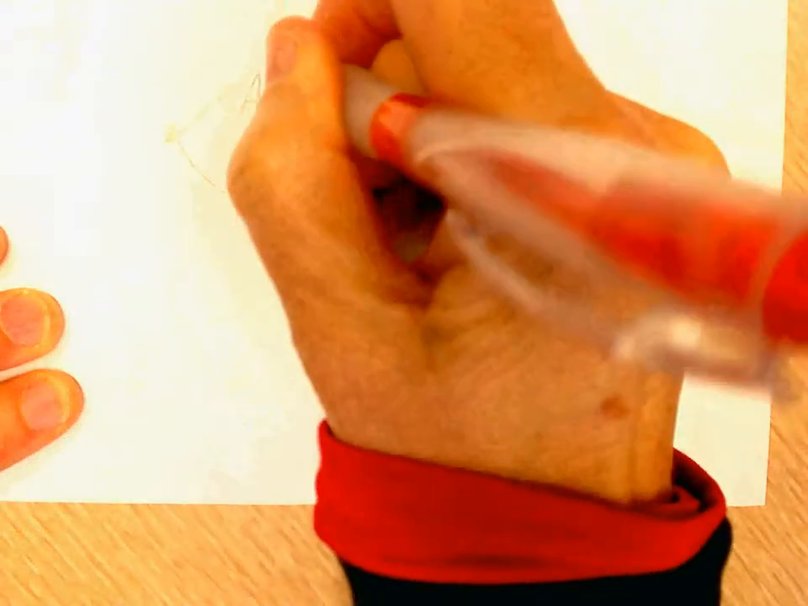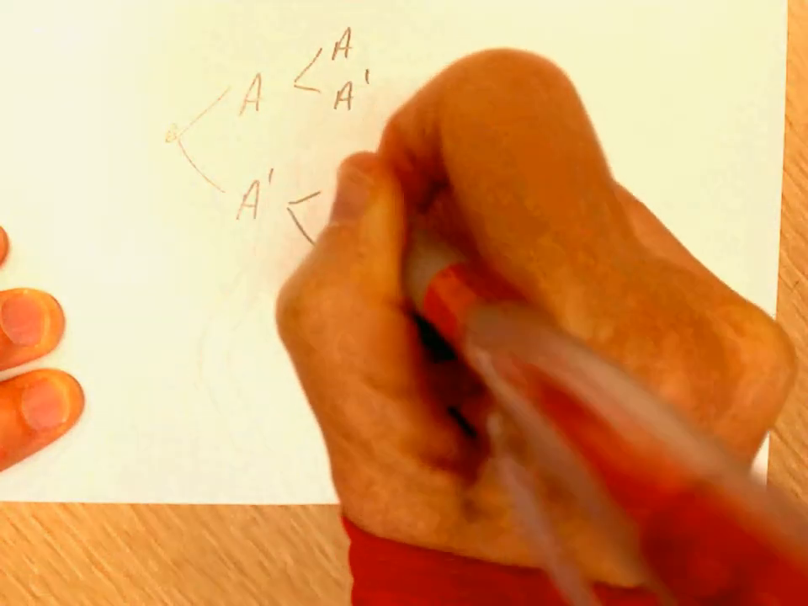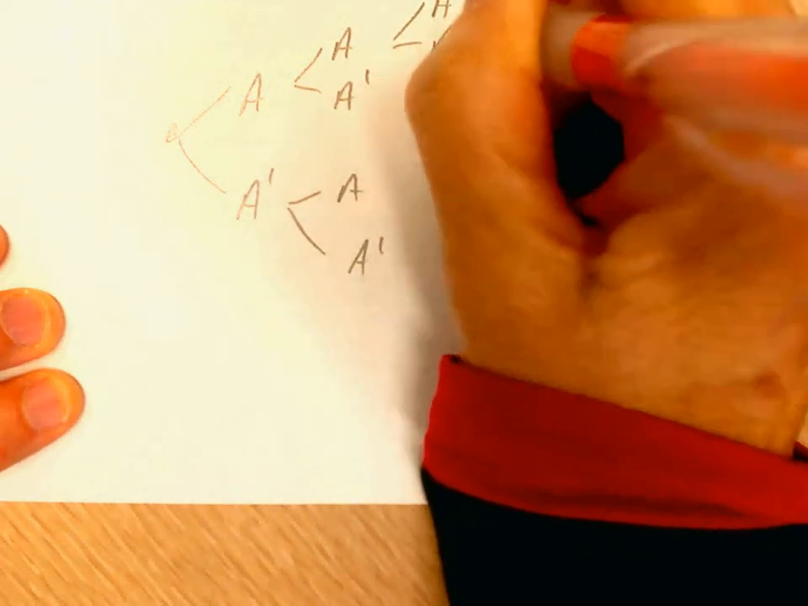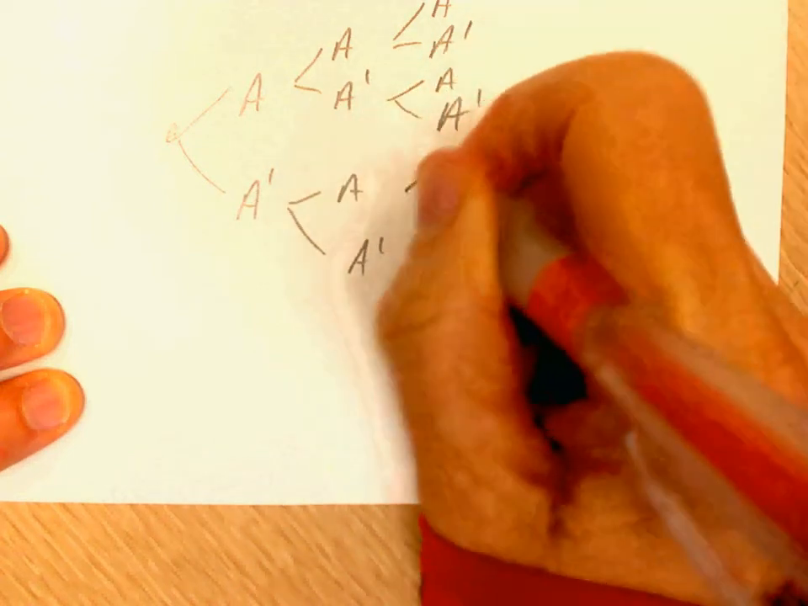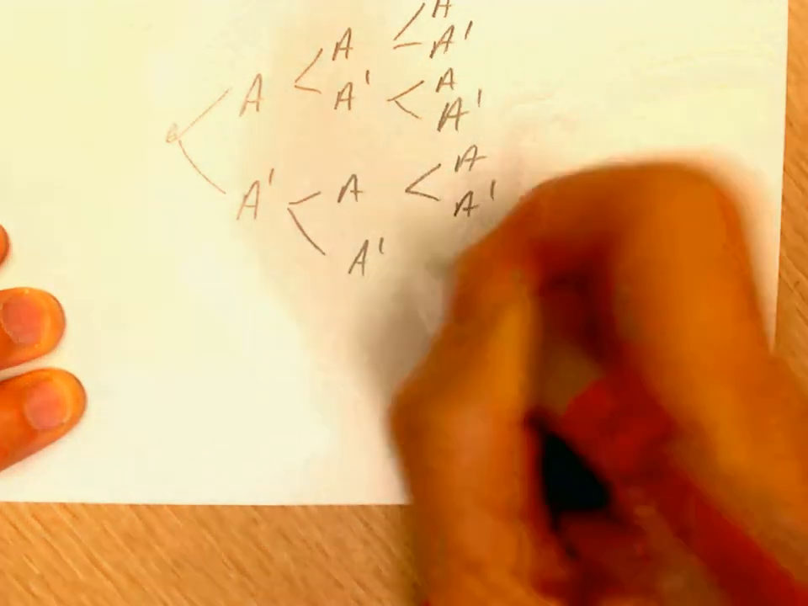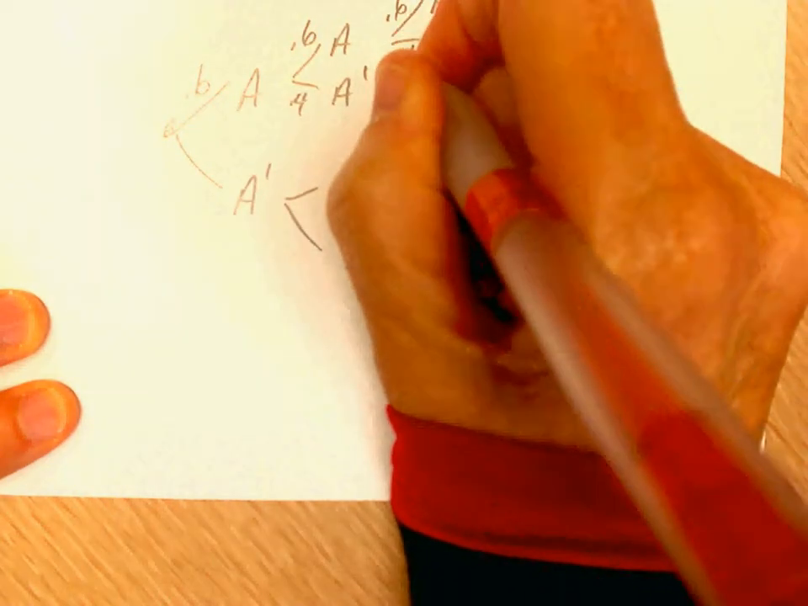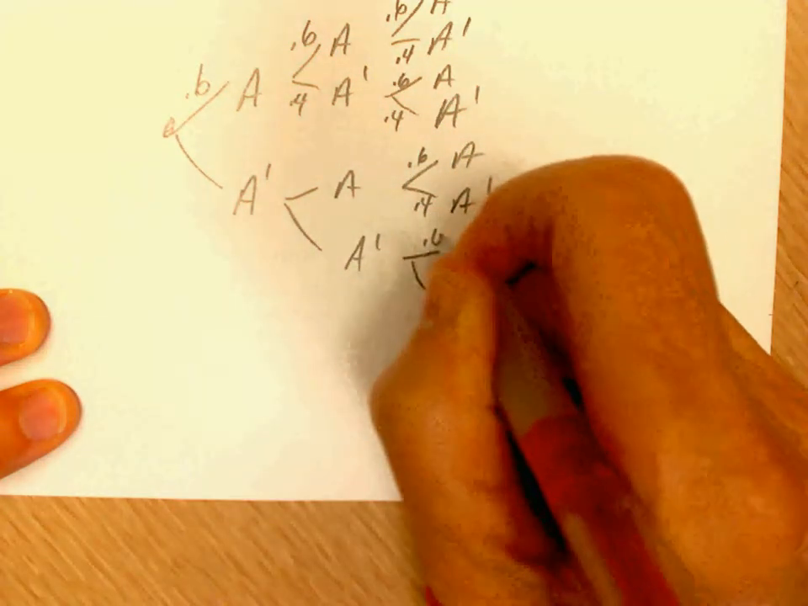If you were to draw a tree diagram, A, not A, not A, not A. I just want to compare it to a tree diagram. So 0.6, 0.6, 0.6, 0.4, 0.4, 0.6, 0.4, 0.4, 0.4.